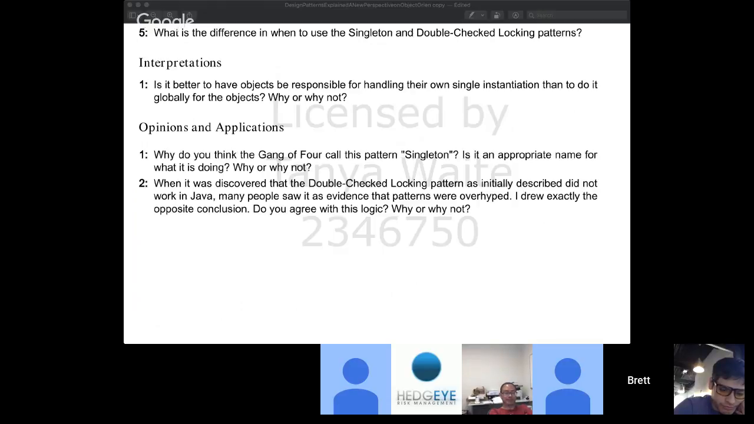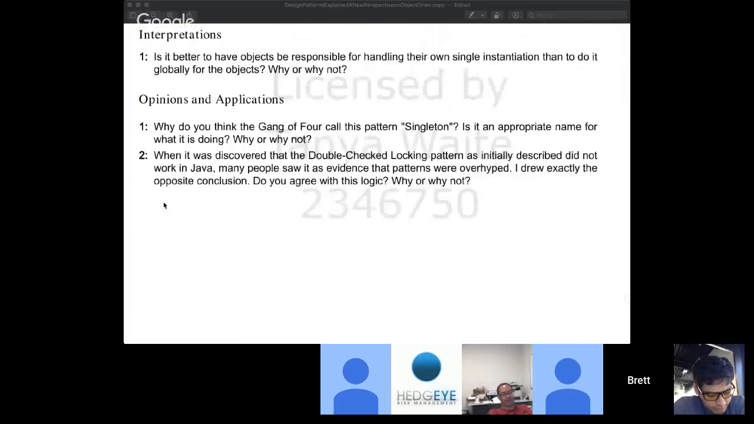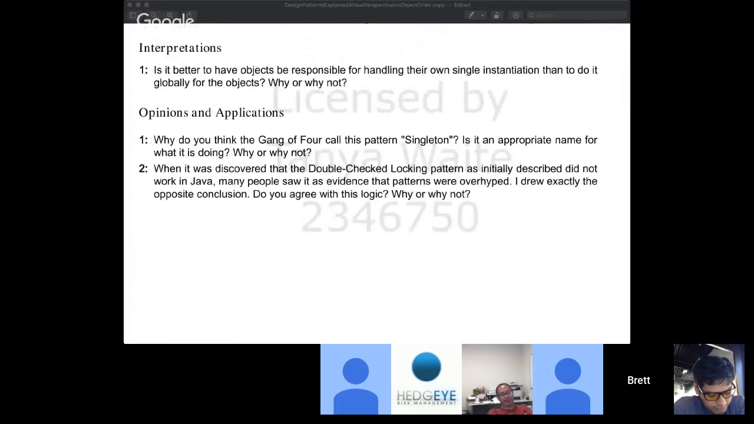When it was discovered that the double check locking pattern, as initially described, did not work in Java, many people saw it as evidence that patterns were overhyped. I drew exactly the opposite conclusion. The guy loves to say that in this book. He'd be like, no, this is even more proof. Do you agree with this logic? Why or why not? I feel both reactions are over the top. The first one is just haters: this sucks. And then the other one's, no, it's even better. It's like languages are different, so things are going to be different.